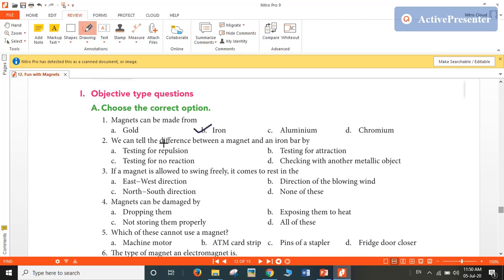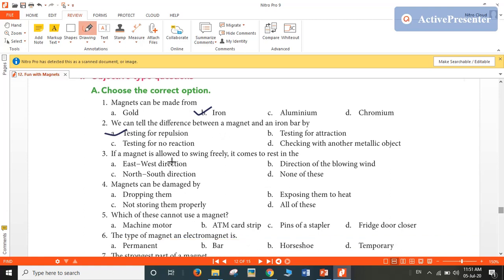So iron is used to make magnets. We can tell the difference between a magnet and an iron by using the test of repulsion. This is given in your textbook. If a magnet is allowed to swing freely, it comes to rest in the north-south direction. So C would be the answer.